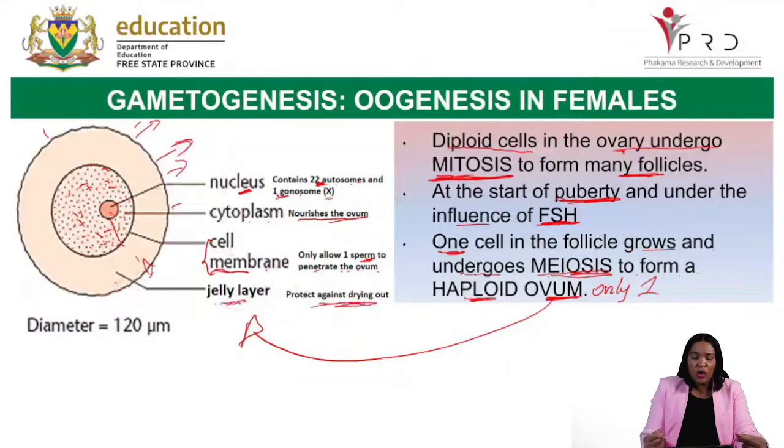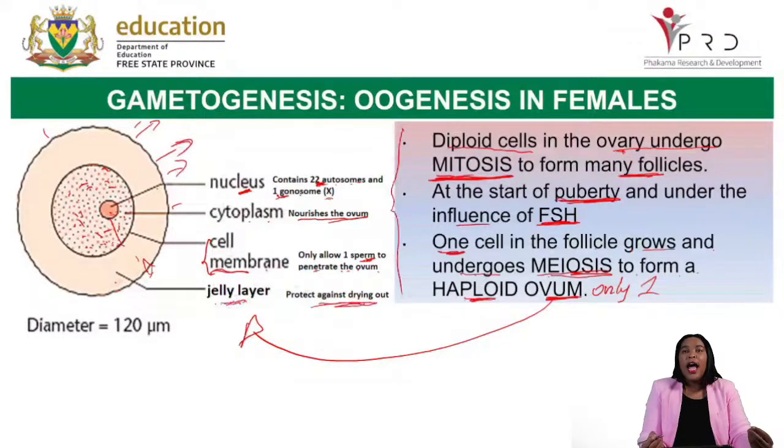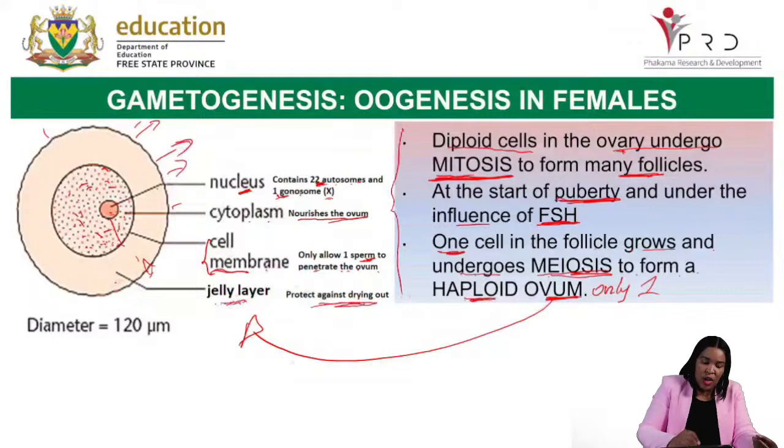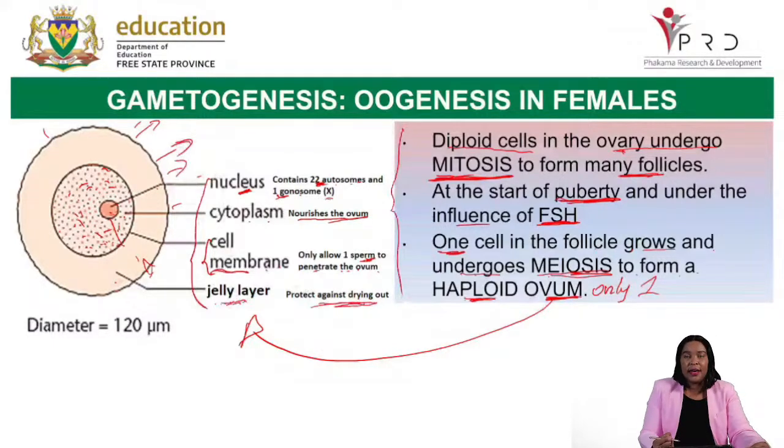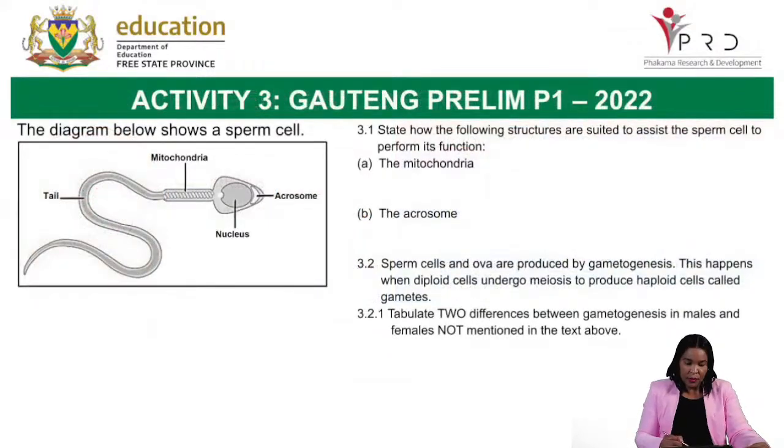So this is your structure of the ovum. And now you know how it is formed. So you can answer a question using these 3 bullets on how an ovum is formed. And you can also draw an ovum with its labels over here. Right. Then we come to a question. Fortunately for you, this question has labels. If it did not have labels, you would have to label it. Let us take a look at the labels.